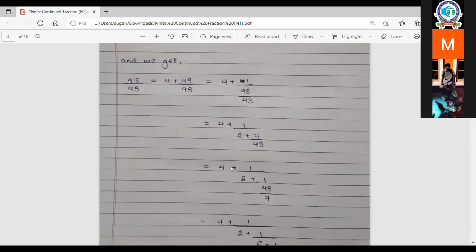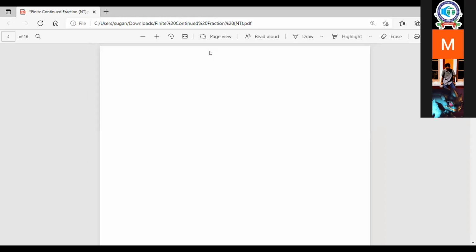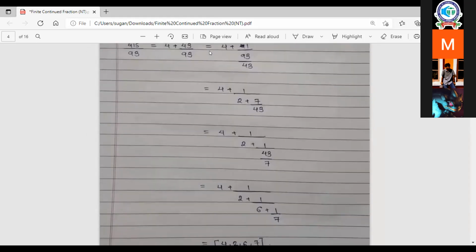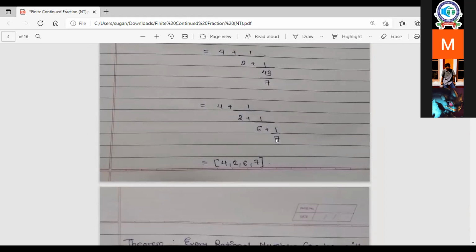Next, again we write this in this form, like 2 plus 1 upon 43 by 7, and 43 by 7 again we divide. We get 43 by 7 equal to 6 plus 1 upon 7. And now you can see we cannot divide further. So we get our finite continued fraction, that is 4, 2, 6, 7.